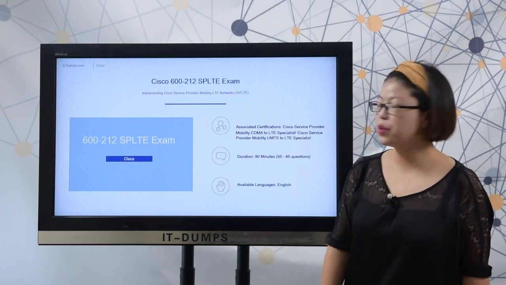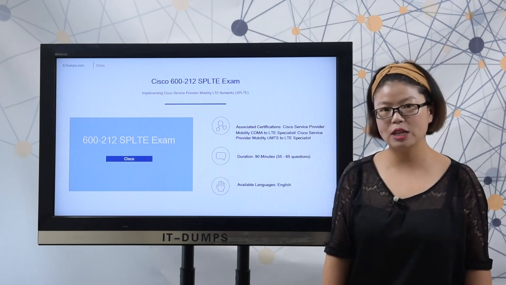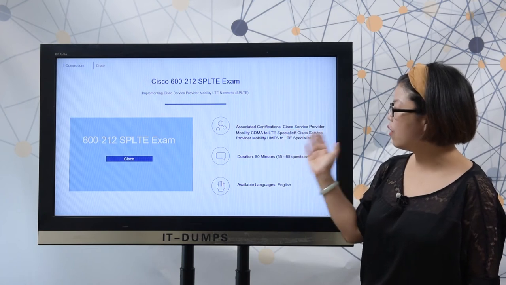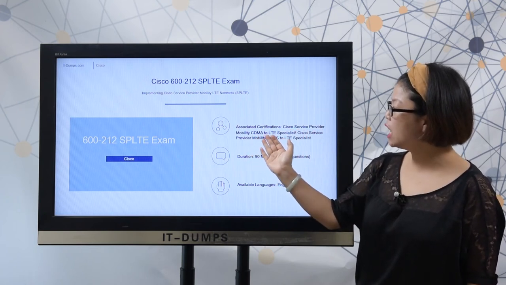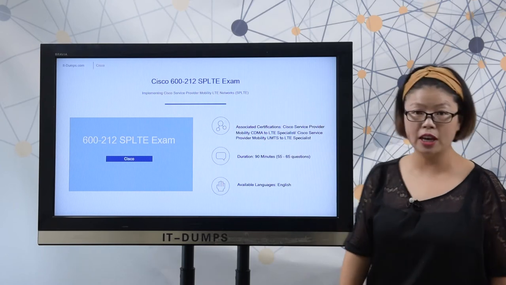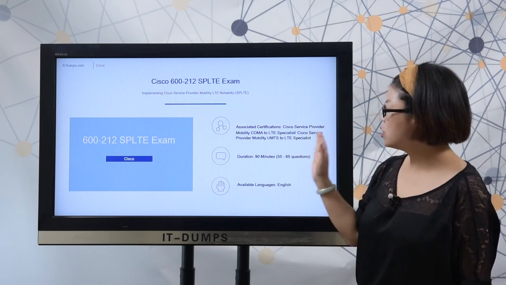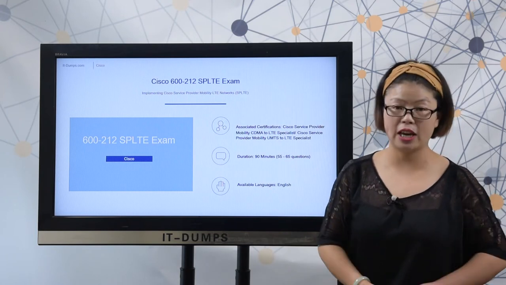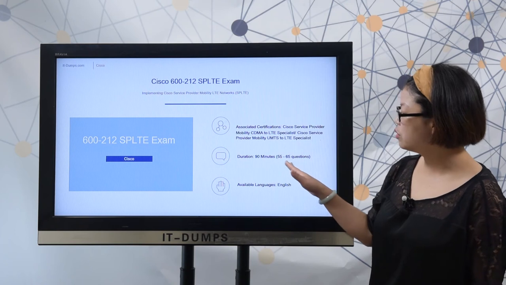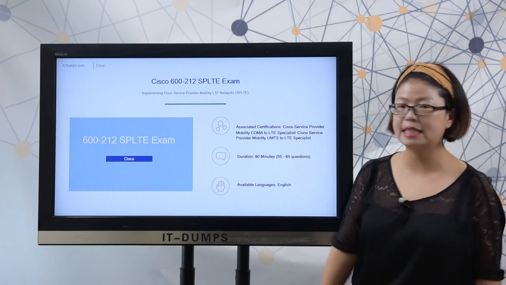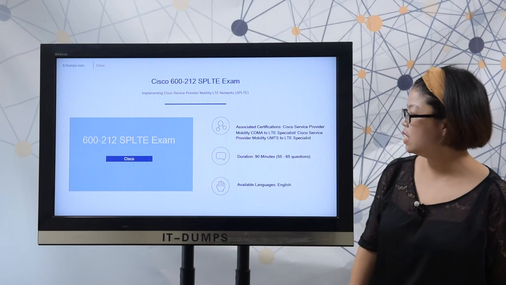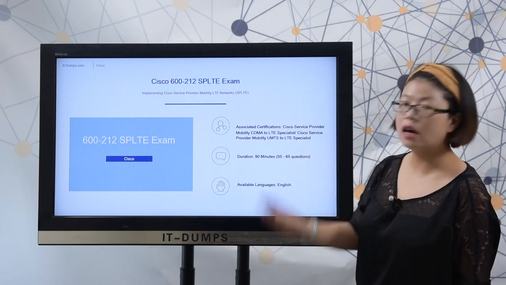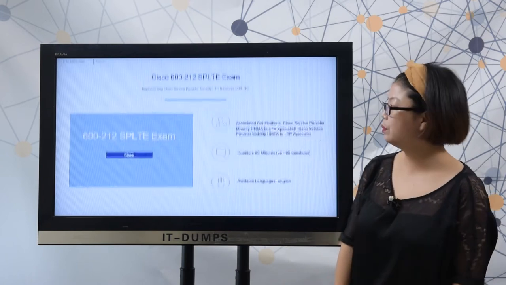You can see the real Cisco Certification 600-212 exam is related to the Cisco Service Provider Mobility CDMA 2 LTE Specialist Certification and Cisco Service Provider Mobility UMTS 2 LTE Specialist Certification. You should answer 55 to 65 questions in 90 minutes. Language is English. So here, we have related two kinds of certification. Let's see the details about them.